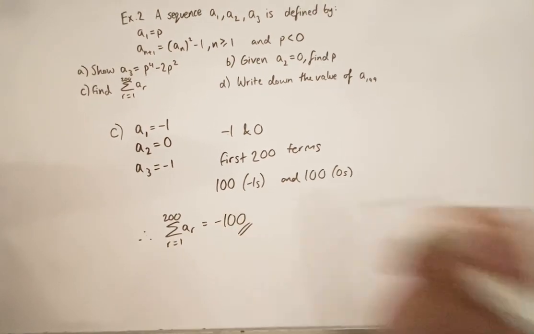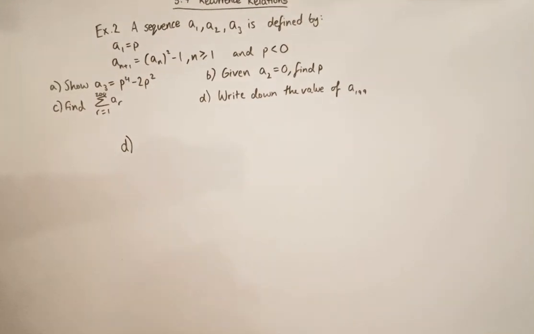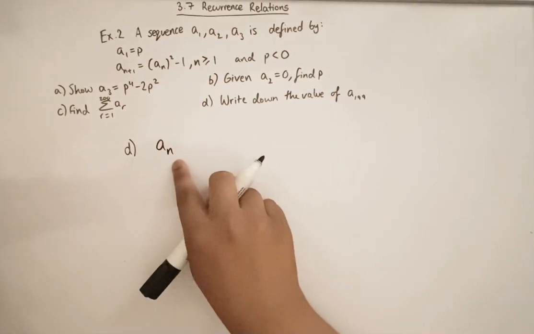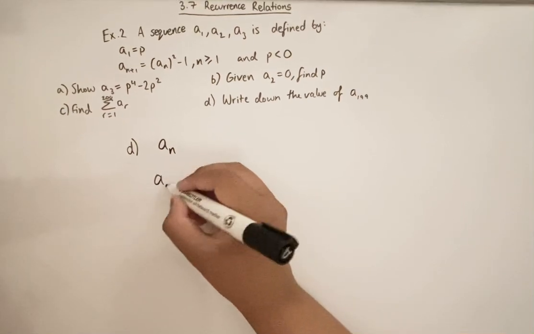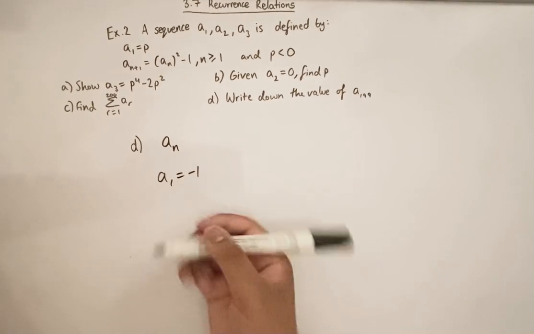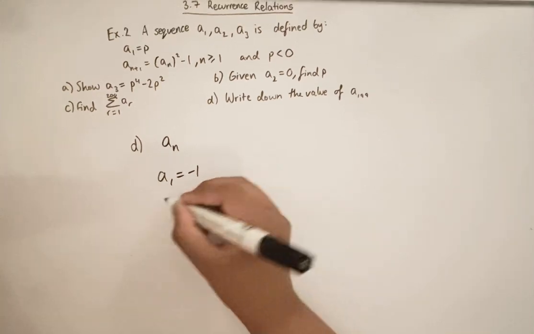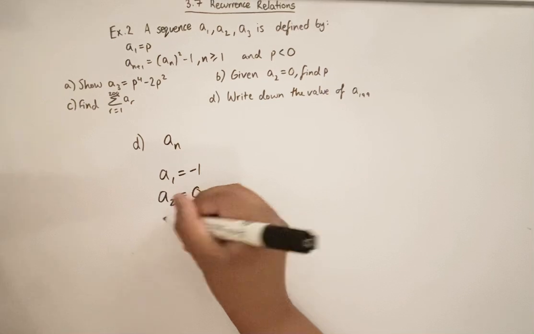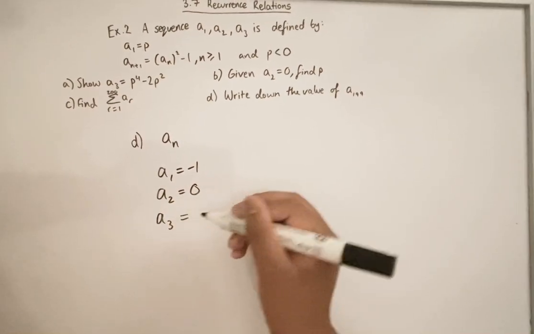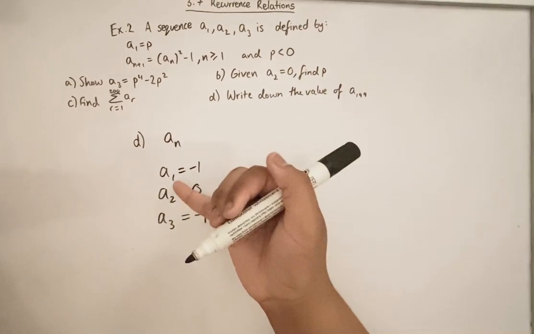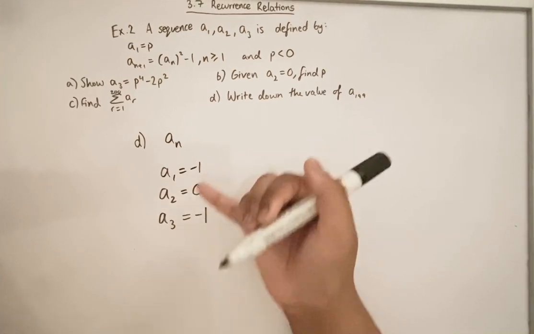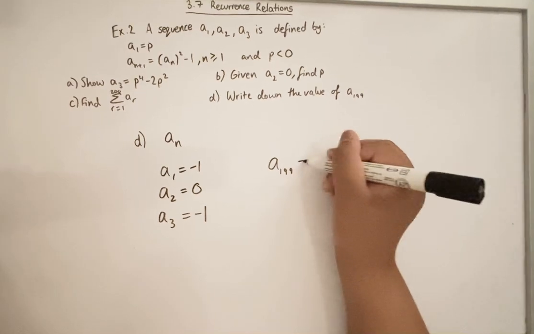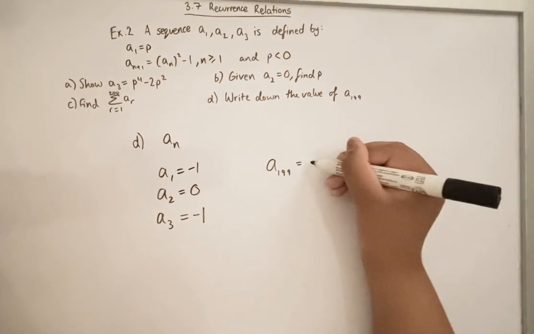For part D, we need to consider the terms a_n where n is even and n is odd. We know a_1 is equal to minus 1, so when n is odd, we can see that it's minus 1. When a_2 is equal to 0, we can see that if it's even, it's equal to 0. And when a_3 is odd, we can see this is equal to minus 1. So when n is odd, it's equal to minus 1, and when n is even, it's equal to 0. We're trying to find a_199. 199 is odd, which means it must be minus 1.